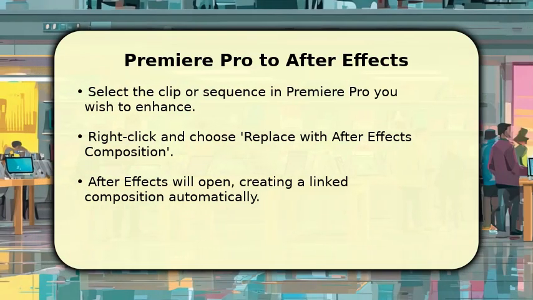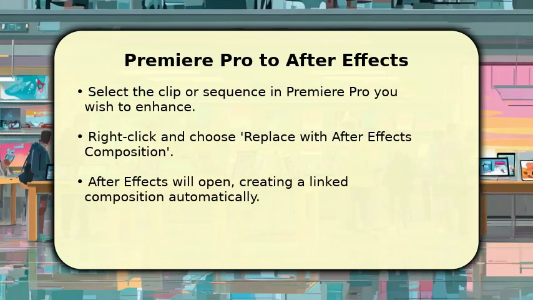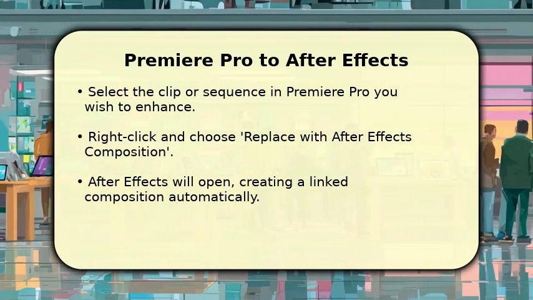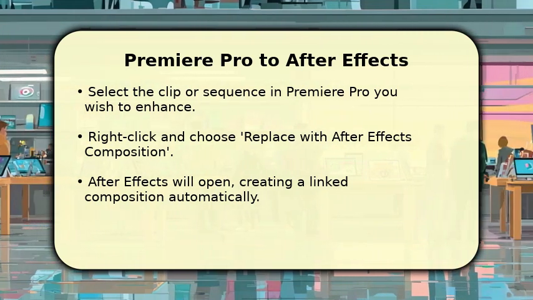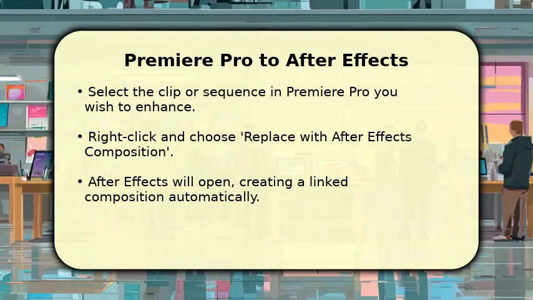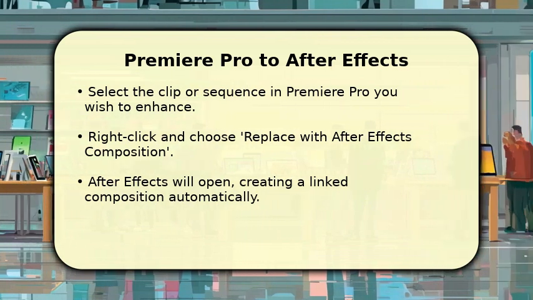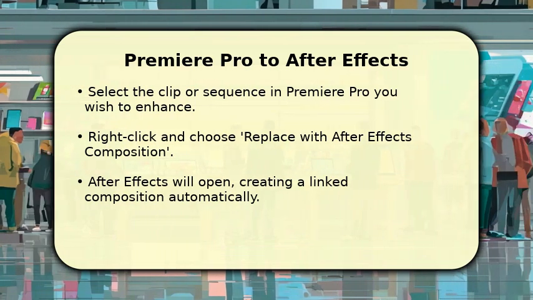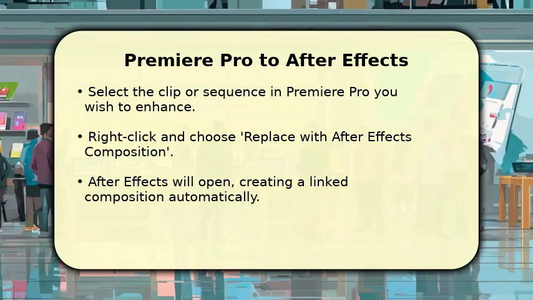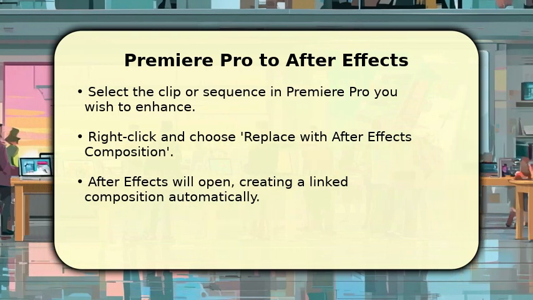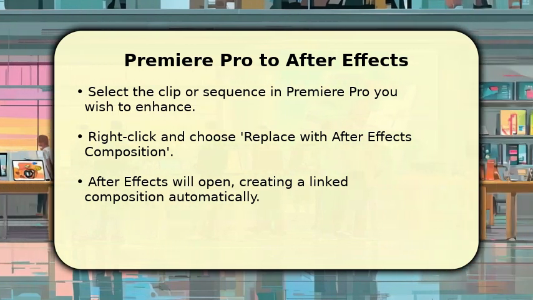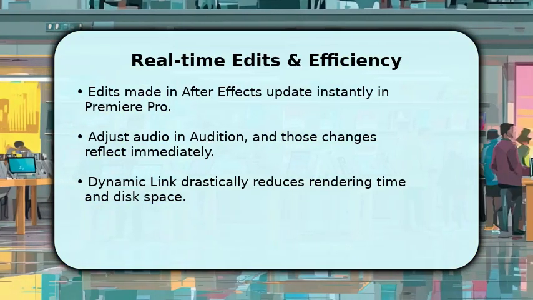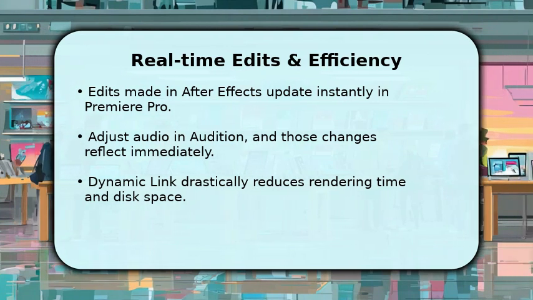To link a clip, simply select the desired segment in your Premiere Pro timeline. Right-click on it and choose Replace with After Effects Composition. After Effects will launch automatically, generating a new composition that is directly linked back to your Premiere Pro project. You can then add complex animations, visual effects, or motion graphics in After Effects, and these changes will appear in Premiere Pro without any manual re-importing. It's incredibly efficient. The true power of Dynamic Link lies in its real-time updates.